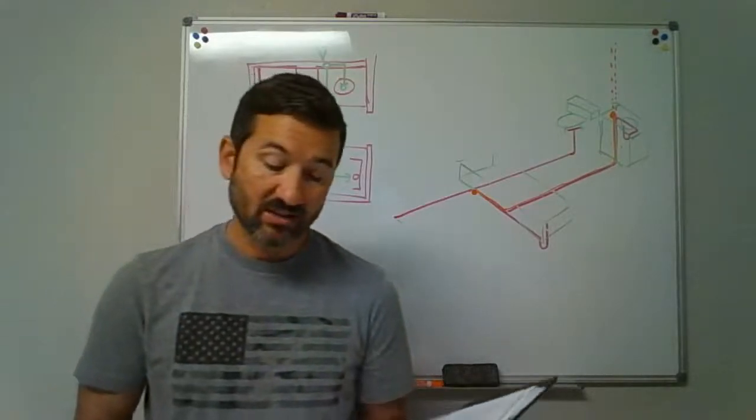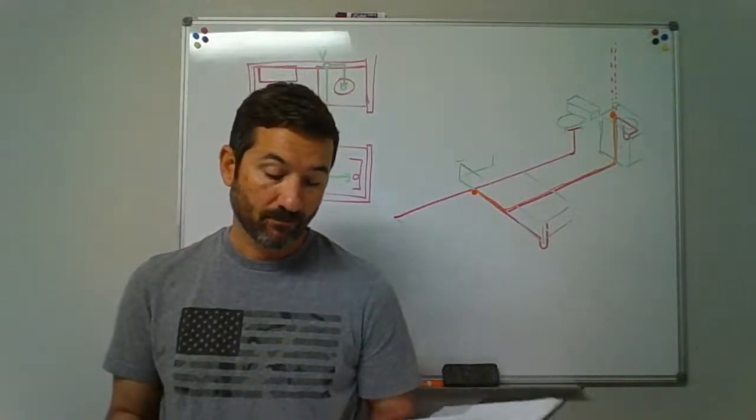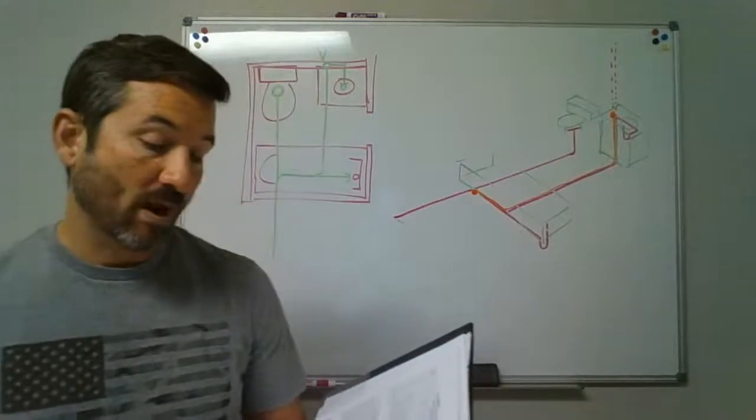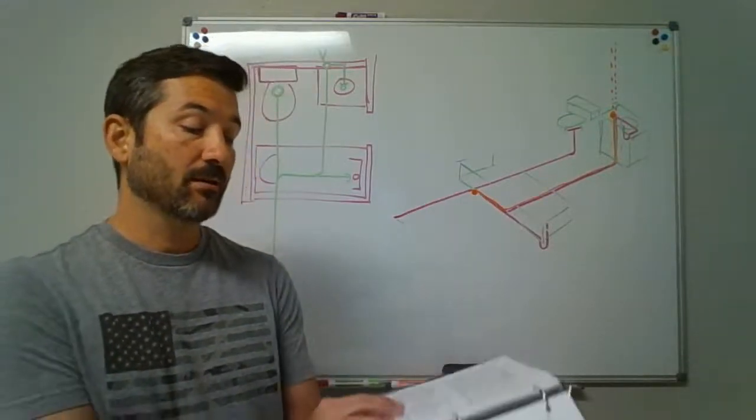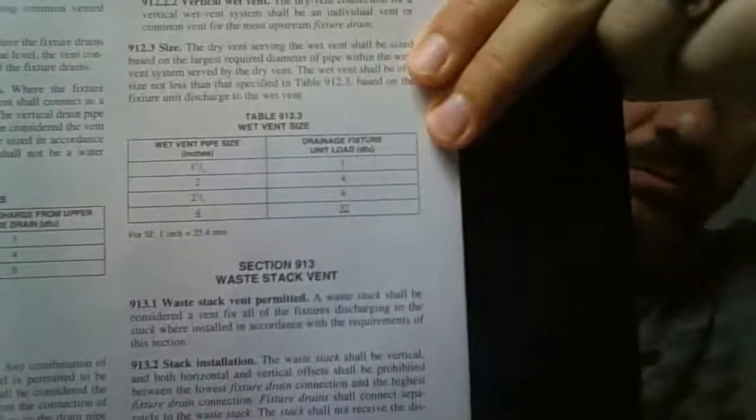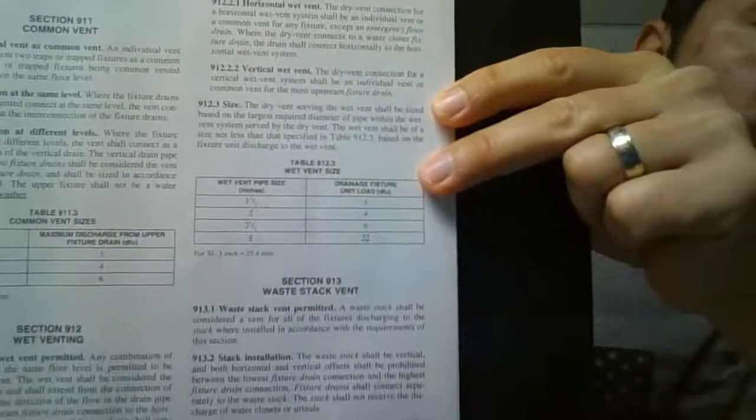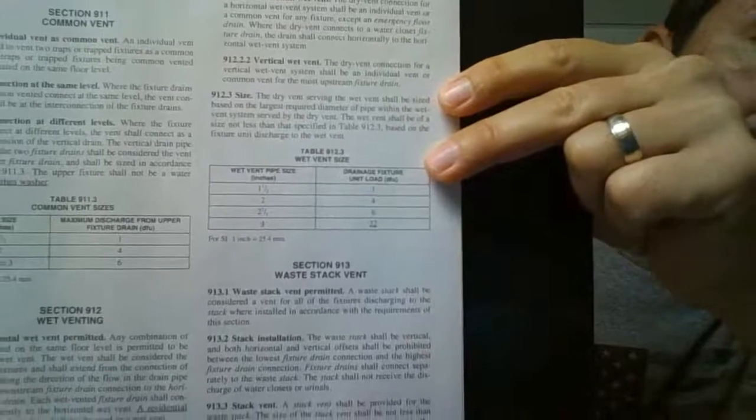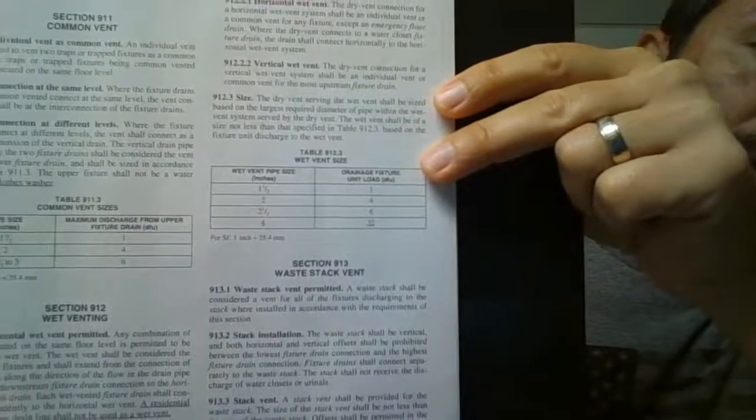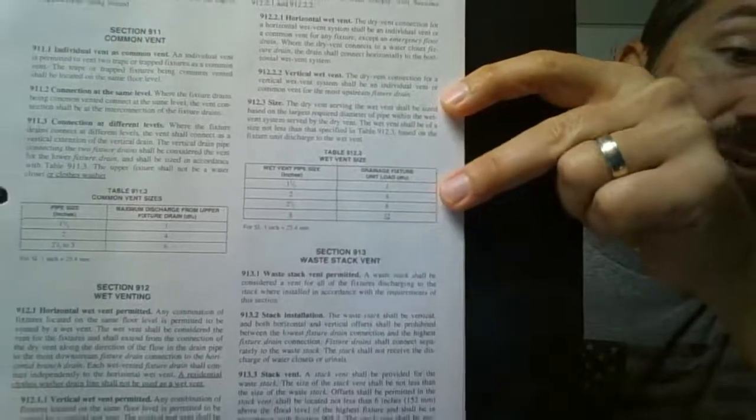912.3 says sizing, as far as sizing the wet vent. It refers you to table 912.3. Am I looking at the right one? Yeah, I'm showing you the right one. Okay, 912.3 gives you a wet vent size. It has the wet vent sizing over there, the size, and then you've got DFU values right here.